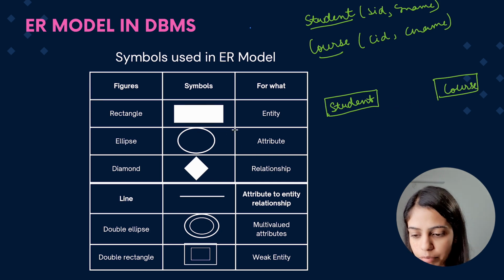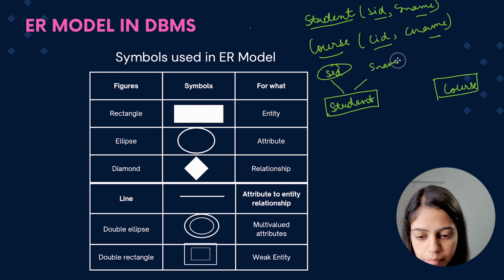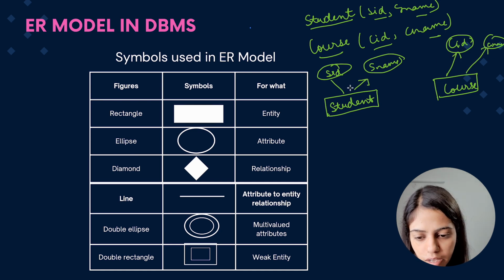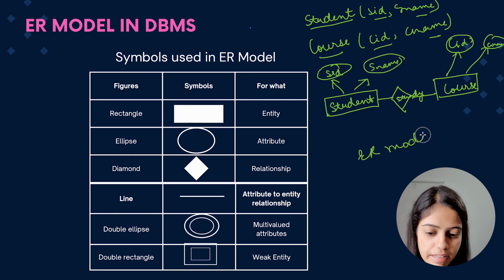And now attributes are represented in ellipse. Attributes are nothing but the characteristics, so we'll give the attributes student ID, student name, and then the attributes for this: course ID, course name. And now at the very last we give the relationship among them. It is given in a diamond, and the relationship is study. So basically in this way we design the ER model.